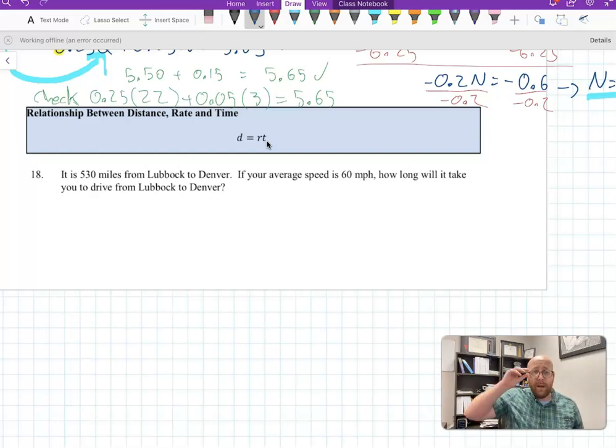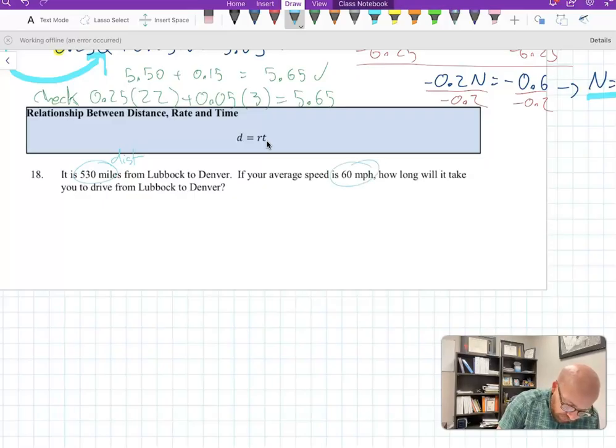It is 530 miles from Lubbock to Denver. If your average speed is 60 miles per hour, how long will it take you to drive from Lubbock to Denver? So, what do we have? We have 530 miles. That's going to be our distance. 60 miles per hour, that is our rate. How long will it take you? That is our time. That is the quantity that is in question.